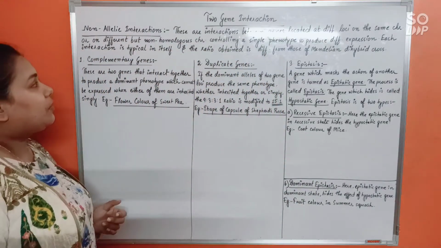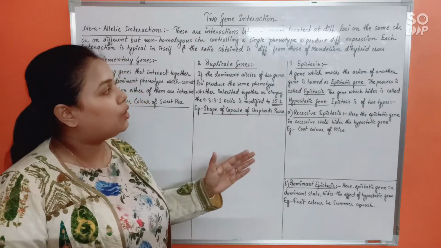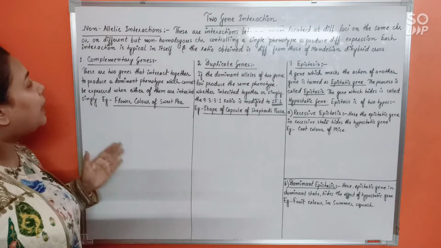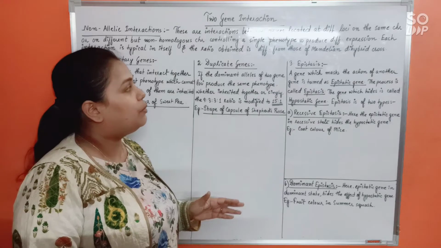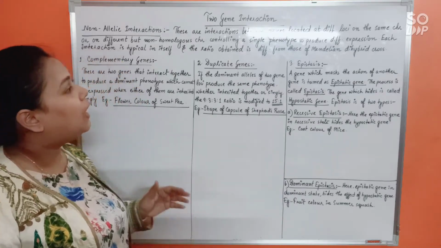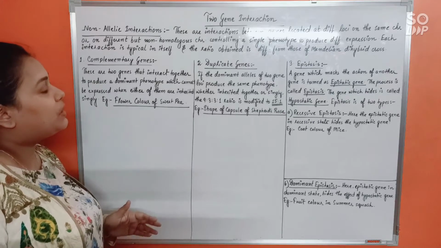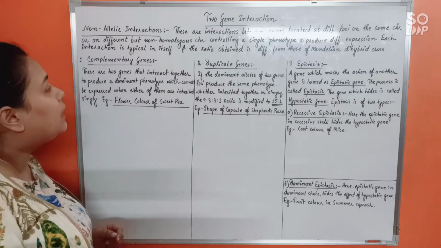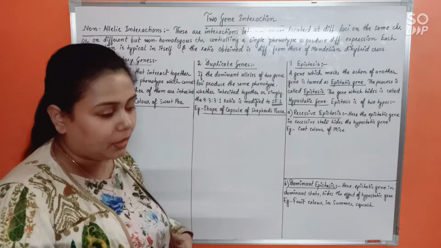Non-allelic interactions are interactions between genes located at different loci on the same chromosome or on different, non-homologous chromosomes, controlling a single phenotype to produce different expression. Each interaction is typical in itself, and the ratio obtained is different from those of the Mendelian dihybrid cross. We will be starting here with complementary genes.